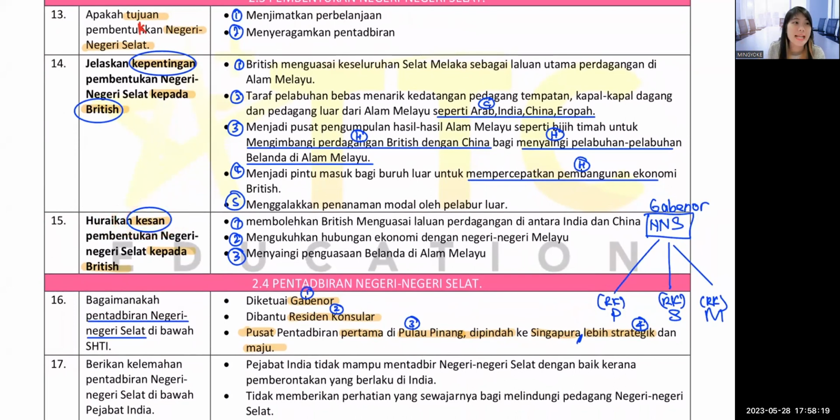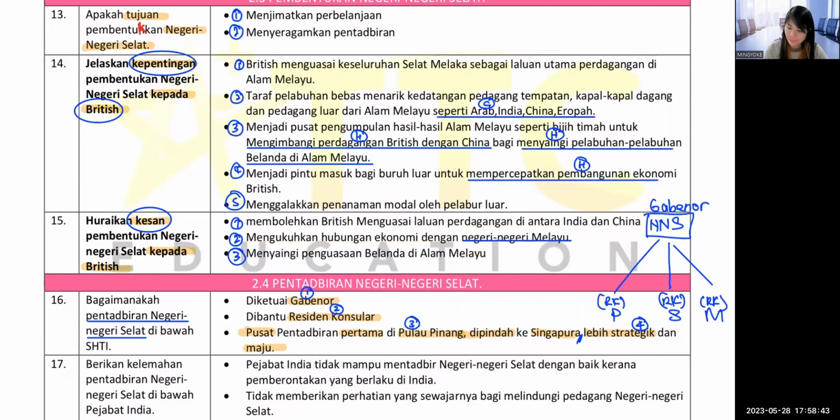Kesan negeri-negeri Selat towards British, guys. What's the kesan? Yeah, this one. If they ask you kepentingan, you put this. If they ask you kesan, you say that it allows British to take over the whole business road in between India, China, strengthen their economy with the Negeri Melayu, because Negeri Melayu is the supplier of goods.